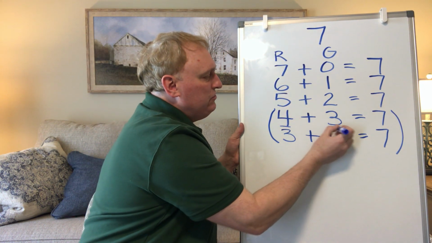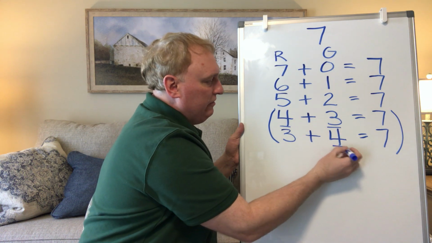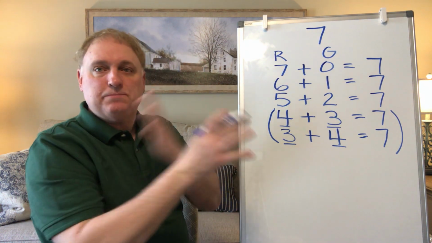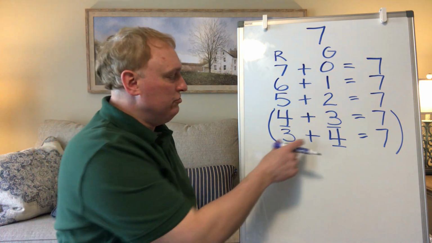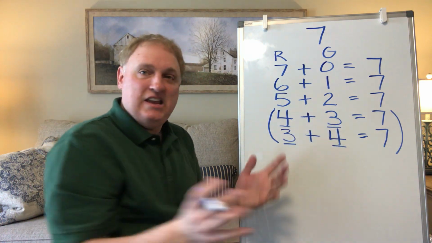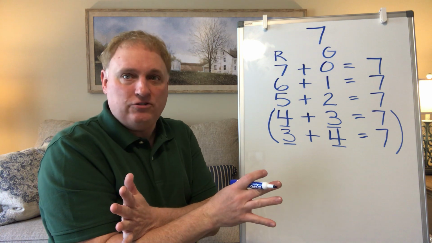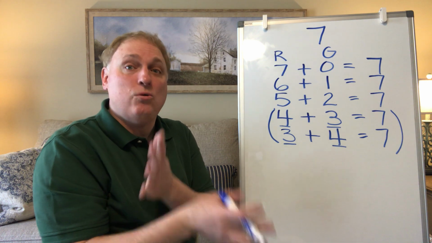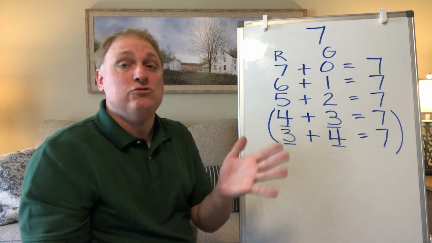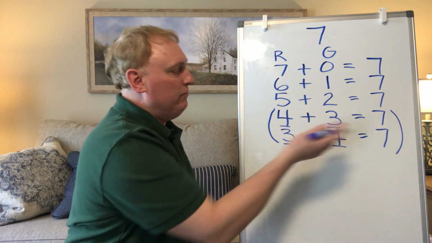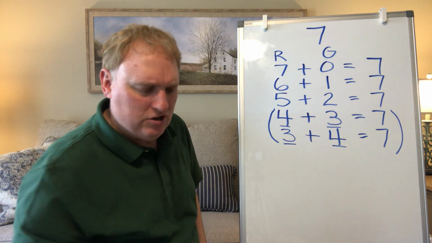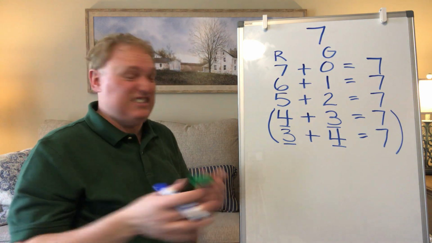Now I want you to look at these two for a second. We have the same two addends, 4 and 3, but they're in different spots. Because in math, it doesn't matter which one comes first and which one comes second. You're always going to get the same answer if you're using the same addends. So we just move this one to here and this one to here, and we still got the same answer of 7.